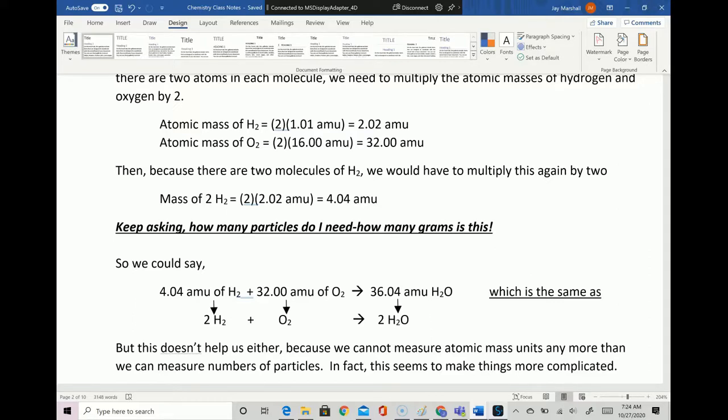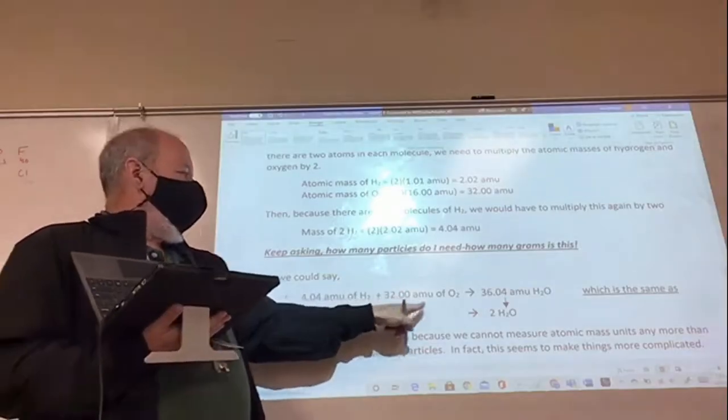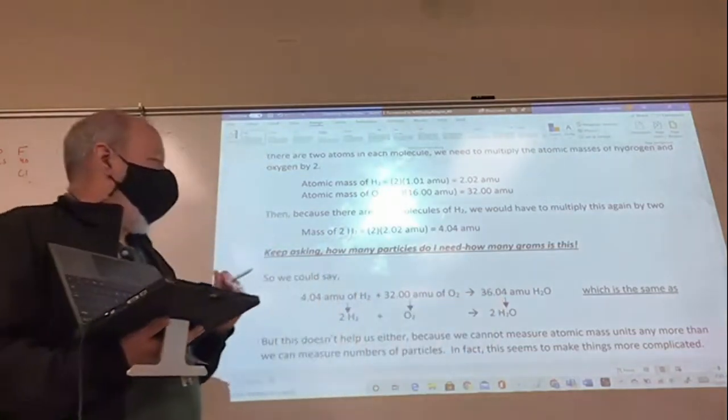How many grams is this? How many particles do I need? I need 4 particles of this, and I need 2 particles of oxygen, and that's going to give me 2 molecules of water. So I need 2 particles of this and 1 particle of this, and that's going to give me 2 particles of this. But now I've said that's equal to 4.04 atomic mass units, that's equal to 32 atomic mass units, and that's equal to 36.04 atomic mass units.